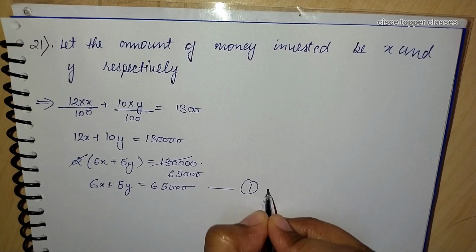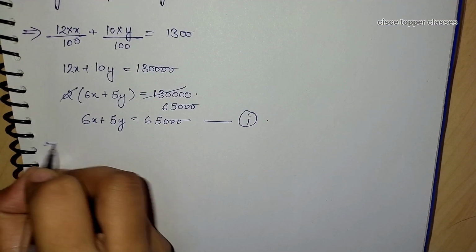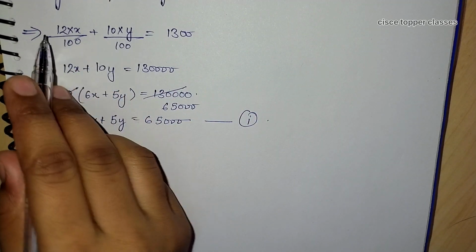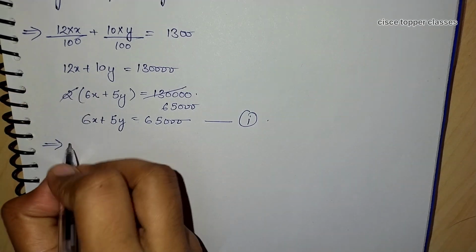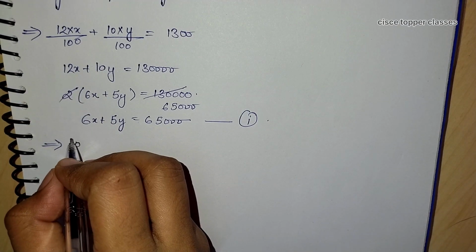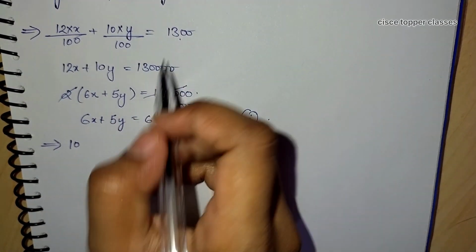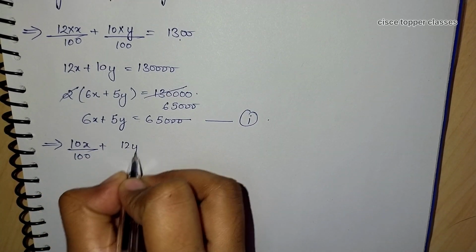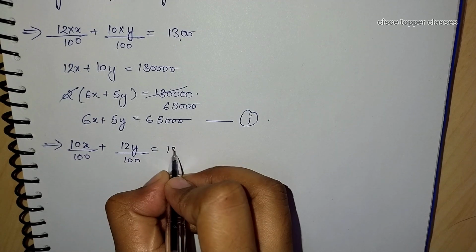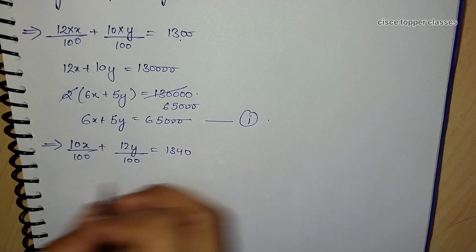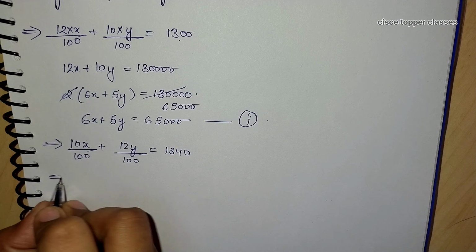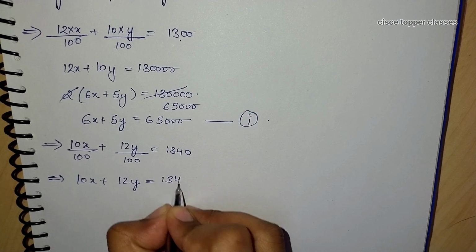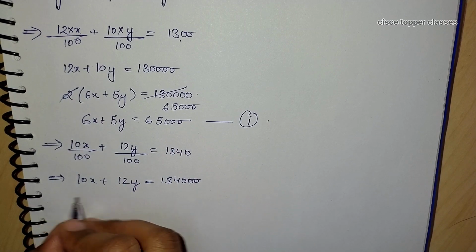So let it be the first equation, and now the second equation will be by interchanging the amounts here, like 10x upon 100. So on calculating, this will be 40 more simple interest as compared to the previous one. So this will be 10x upon 100 plus 12y upon 100 equal to 1340, as 40 we have added in this value. Now we can solve this part as 10x plus 12y equal to 1340 into 100.